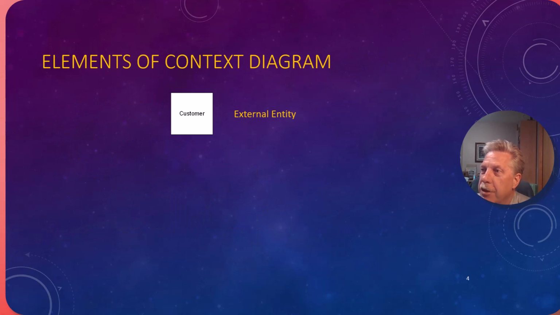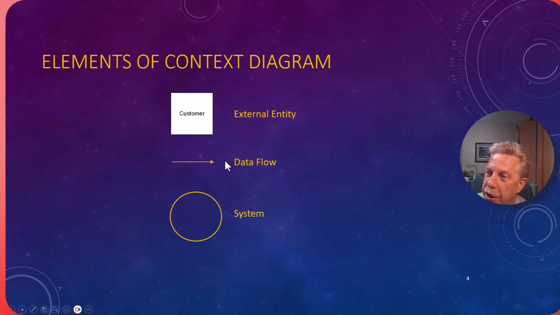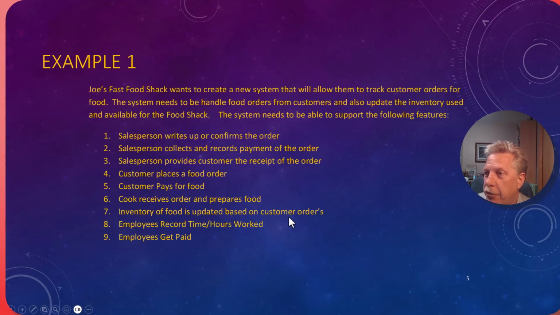So the elements of a context diagram, the first part is an external entity. So that's anything that is external to your system, obviously, by the name. You can think of it as nouns. So it'd be customers, it could be departments or other systems that you interface with. And then you have a data flow, which is depicted by this arrow. And then the system is the actual system that you're building or you're managing for the company. So we'll go through a couple of different examples.